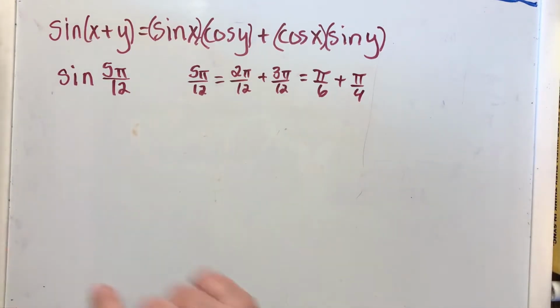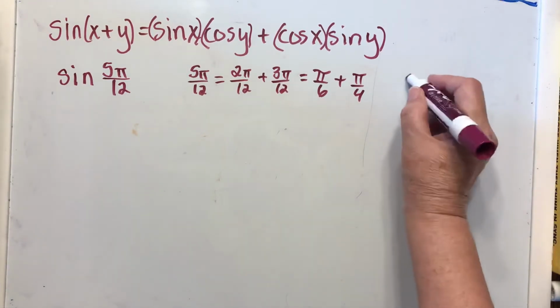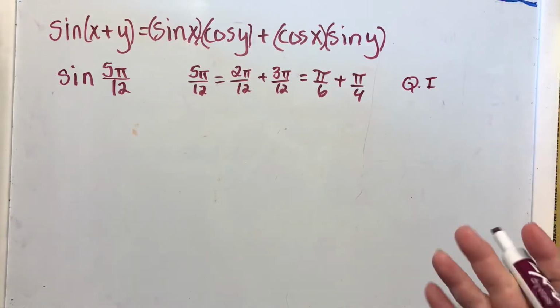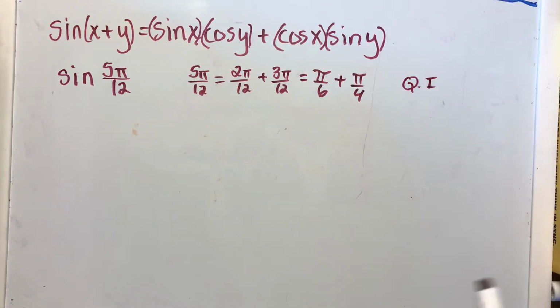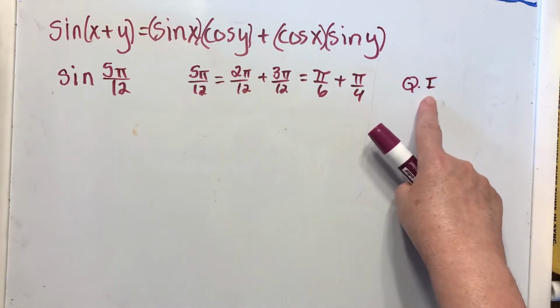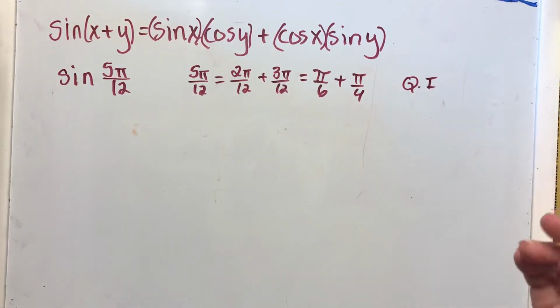Now notice 5 pi over 12, since it is less than half a pi, is going to be in quadrant 1. And remember, the only reason why we need to know the quadrants is so that we know the sign, S-I-G-N, of our answer. And the sign in the first quadrant, actually all of the trig functions in the first quadrant, is going to be positive. So we know our answer is going to be positive.